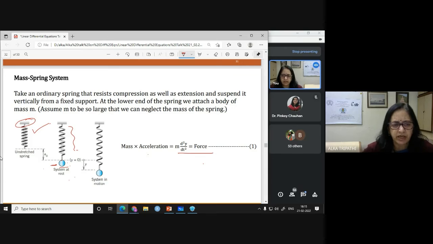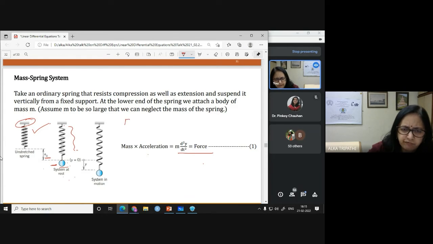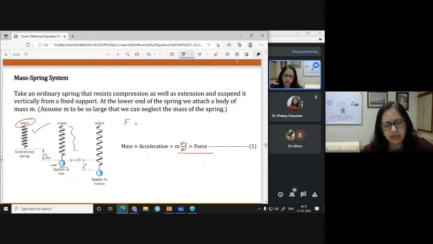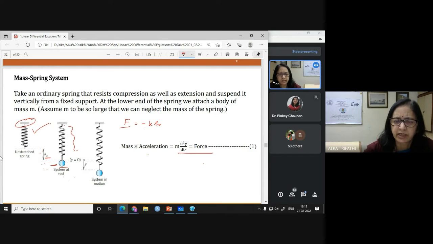When the ball is attached, it stretches down to a distance s naught, and we will have a force, say F, upward. Let us take downward to be positive, upward to be negative. Then F will be equal to minus k s naught, where k is the spring constant. That is, to balance this stretch downward, we will have upward force F equal to minus k s naught.